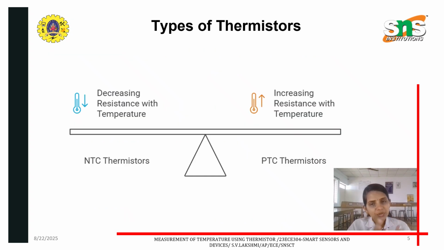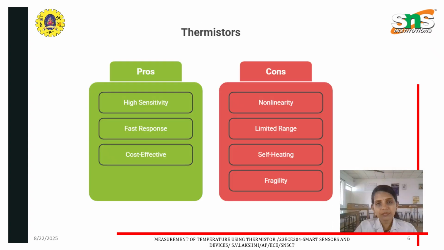So there are two types of thermistors. One is NTC and another one is PTC. NTC is negative temperature coefficient thermistor and PTC is positive temperature coefficient thermistor. NTC means decreasing resistance with temperature, whereas positive means it is increasing resistance with temperature. So if temperature increases, the resistance also increases in PTC, and if temperature decreases, the resistance increases in NTC thermistors.